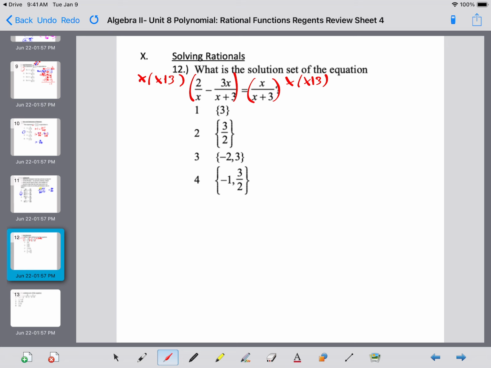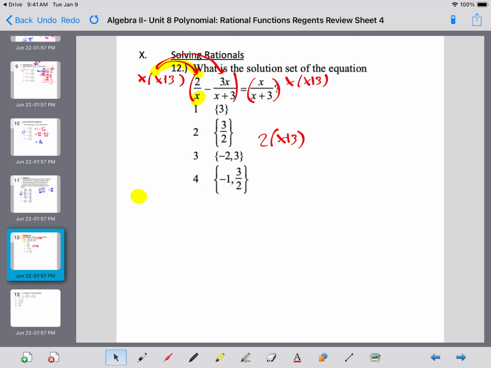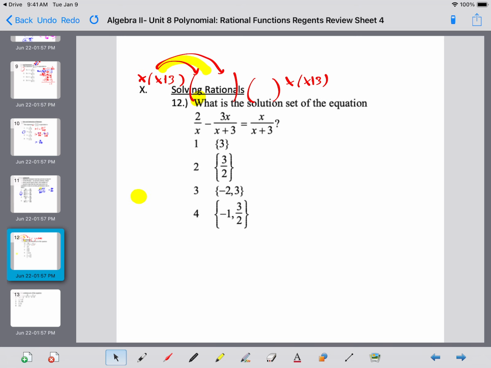Okay. Make sure you distribute to both terms. So when I distribute here, what would cancel out? It looks like the x would cancel out. So you'd be left with the 2, and you'd be left with the x plus 3. Okay? When you distribute... Oh, what happened?